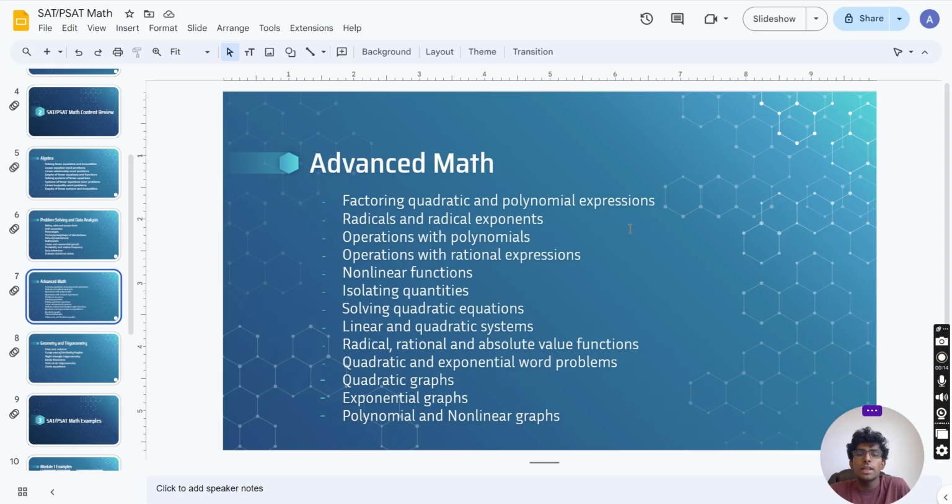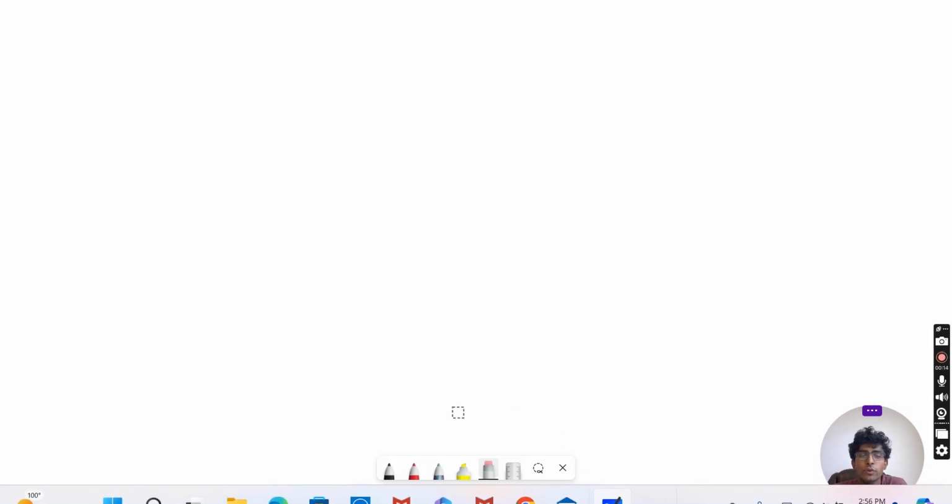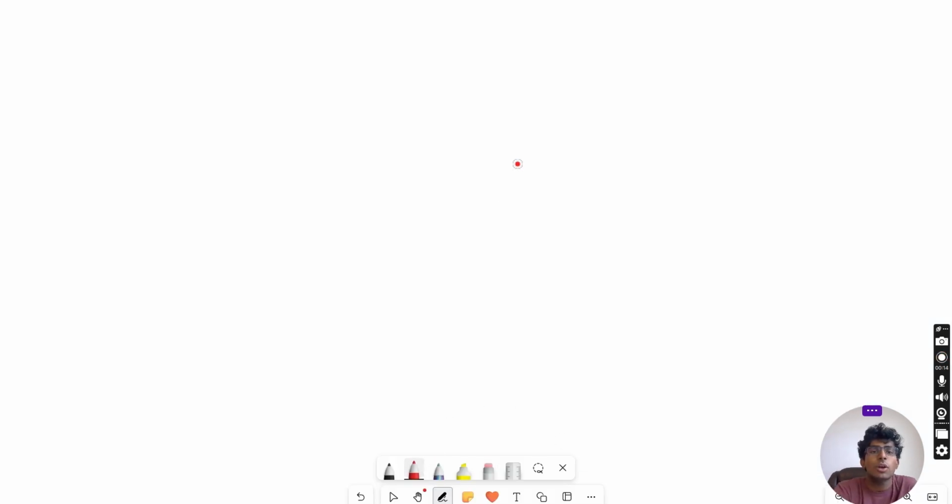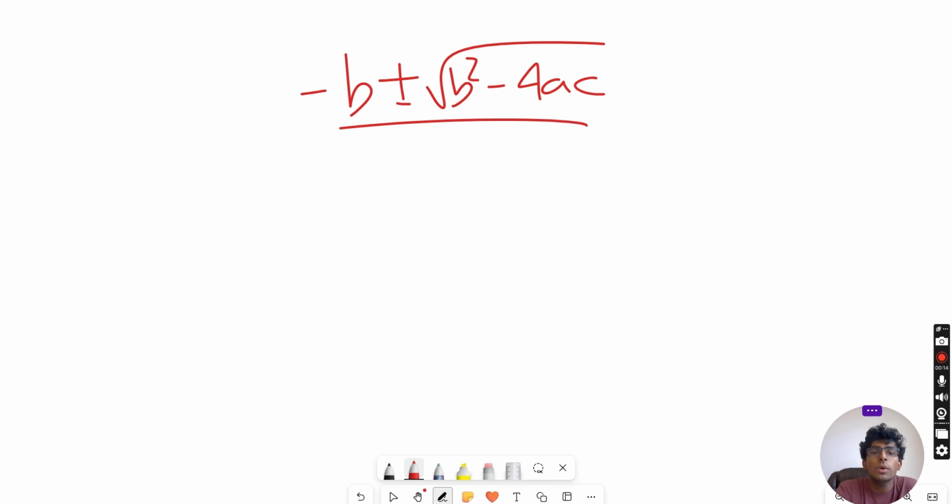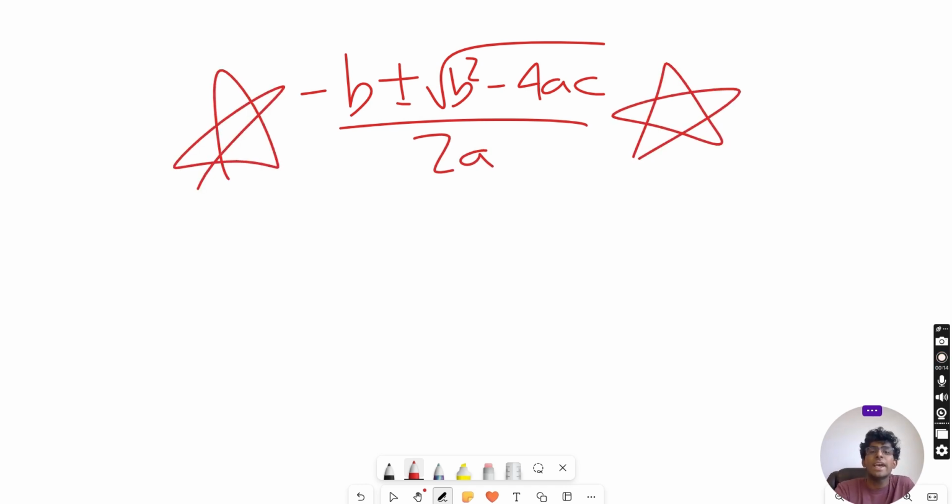Let's move on to linear and quadratic systems. Also, by the way, before we get onto that, let's actually go over the quadratic formula really fast. The quadratic formula is how you can solve a quadratic equation if you are not given a nice factorable one. Assuming you have a trinomial ax squared plus bx plus c, it's -b plus or minus the square root of b squared minus 4ac, over 2a. So this is important.